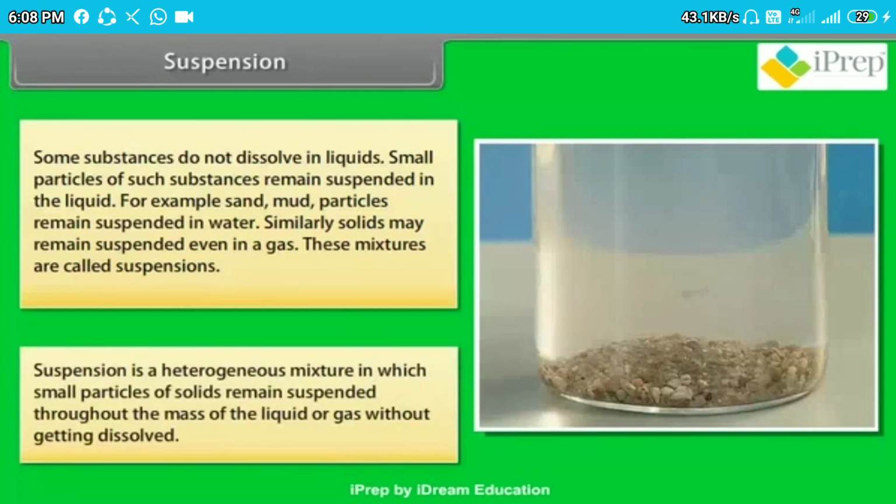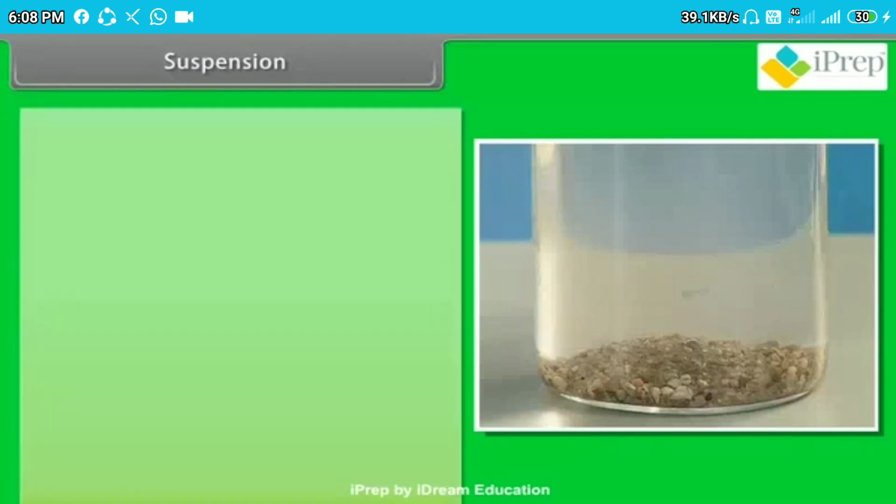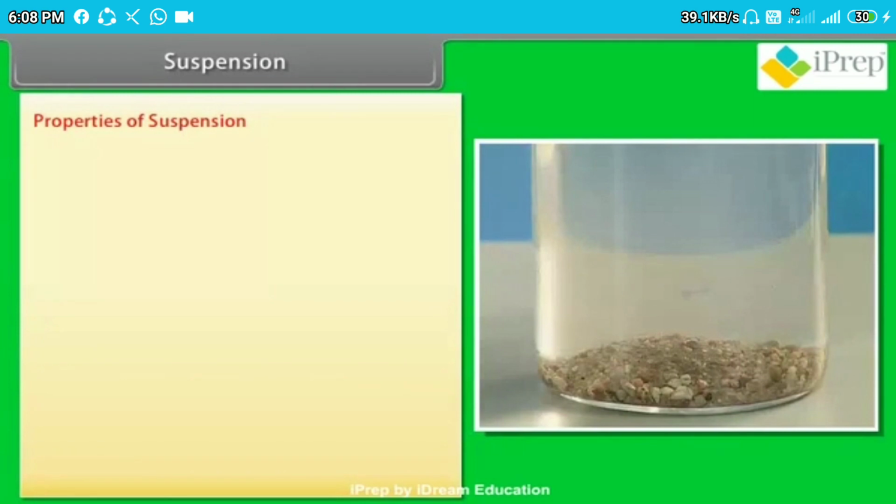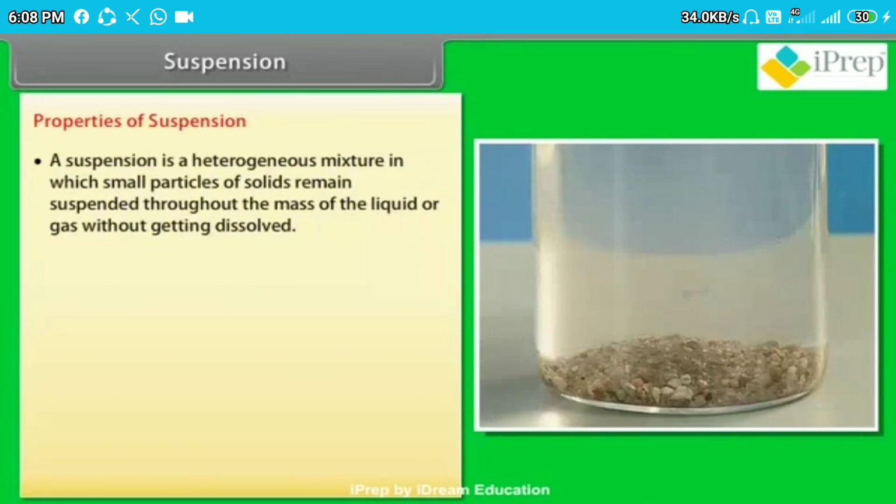Suspension is a heterogeneous mixture in which small particles of solids remain suspended throughout the mass of the liquid or gas without getting dissolved. Properties of suspension. A suspension is a heterogeneous mixture in which small particles of solids remain suspended throughout the mass of the liquid or gas without getting dissolved.